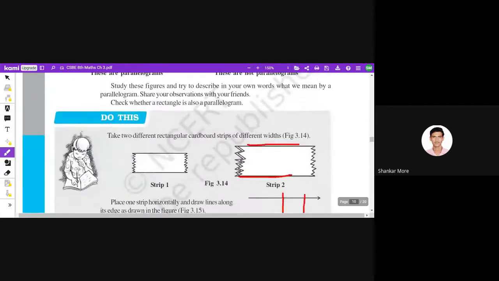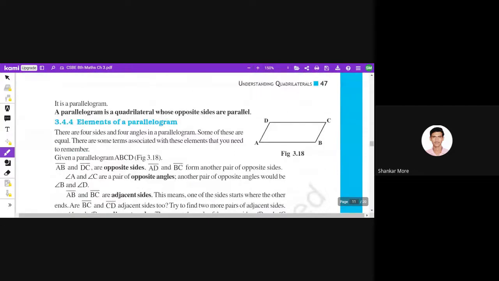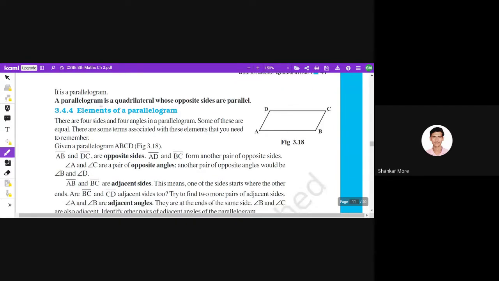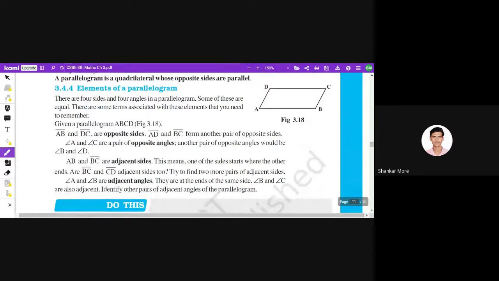Okay. So if you don't have doubts, we can move forward with our topic. So elements of a parallelogram. Now we will try to learn more about parallelogram. Okay, so there are four sides and four angles in a parallelogram. Some of these are equal. There are some terms associated with these elements that you need to remember. तो अभी पैरेललोग्राम के बारे में एक प्रॉपर्टी जो है वो हमें पता चली, दैट वाज कि its opposite sides are parallel. Okay, so what are other things that we should know?